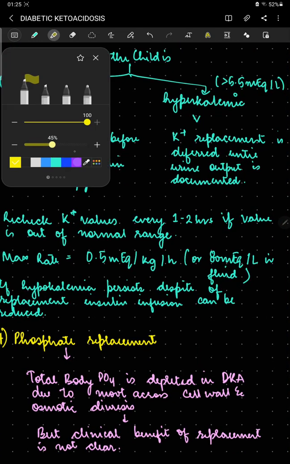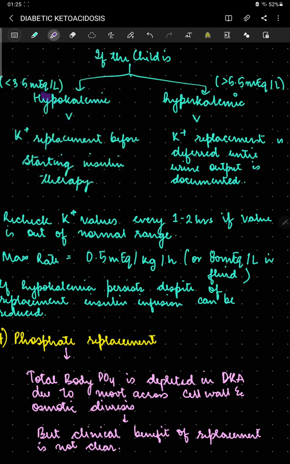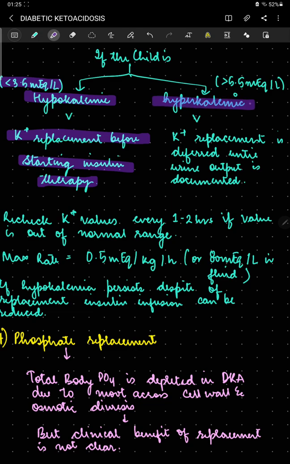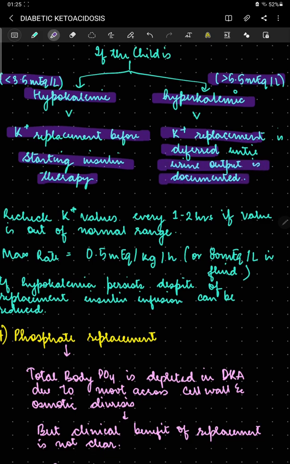Now there are certain situations that you can face. If the child is hypokalemic, that is the blood potassium levels are less than 3.5 milligrams per liter, then you have to start potassium replacement even before starting the insulin therapy. But if the child is hyperkalemic, that is more than 5.5 milligrams per liter, then potassium replacement is deferred until appropriate urine output is documented.